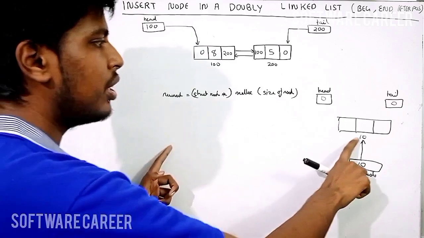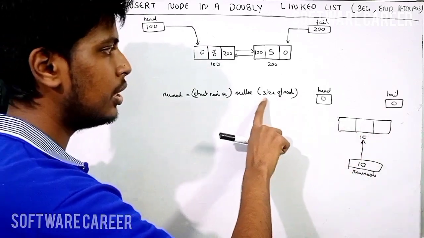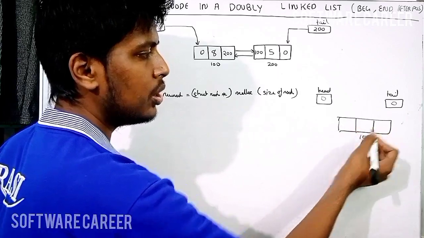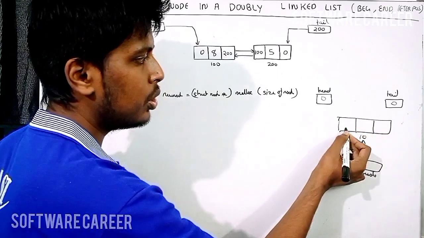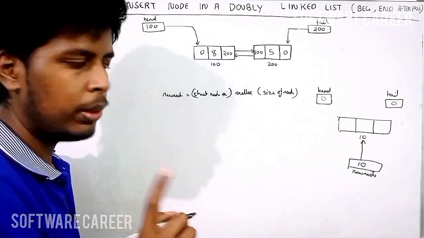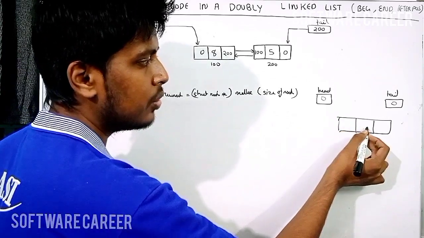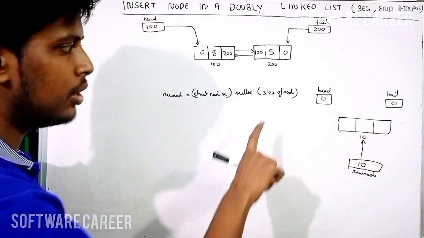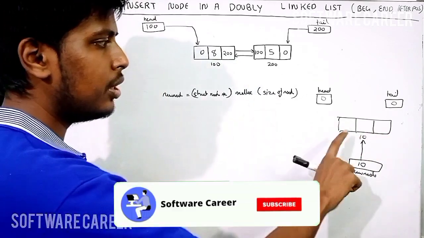Now you have created this node by using the malloc function, and the size of node is what? It contains three parts. Each part stores an integer value. This pointer stores an integer value, that is the address of previous node. An integer value takes 4 bytes. So this is 4 bytes, this is 4 bytes, this is 4 bytes. So 4 into 3, 12 bytes. That is the size of node.